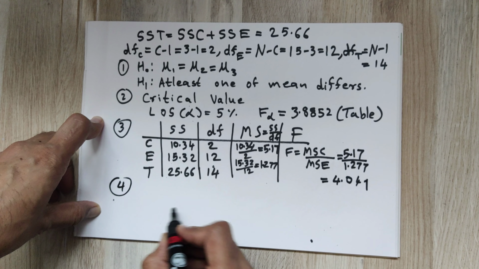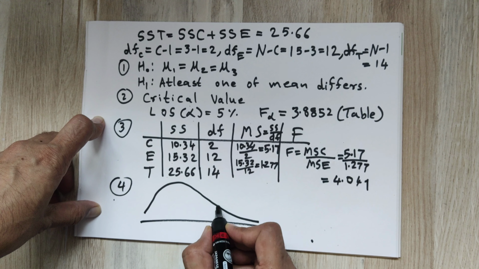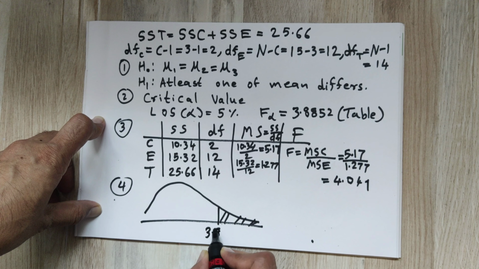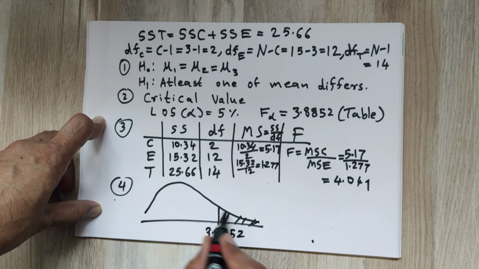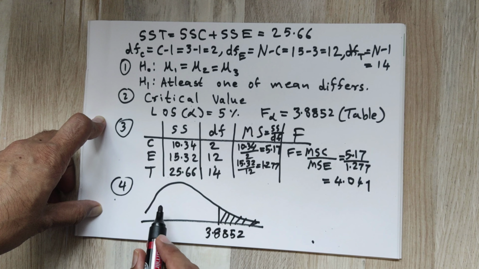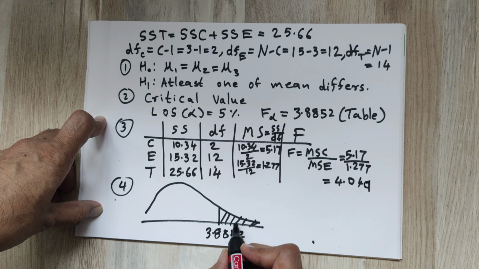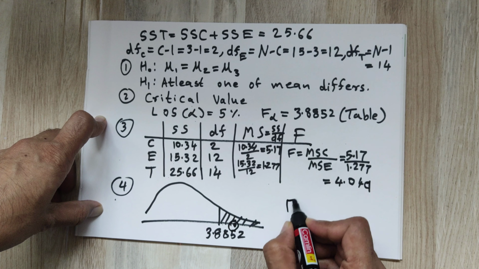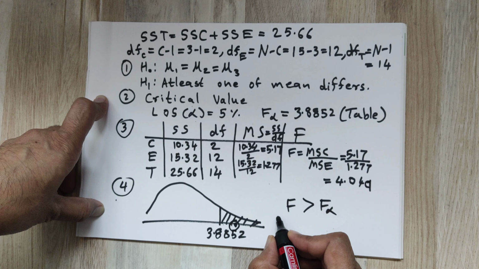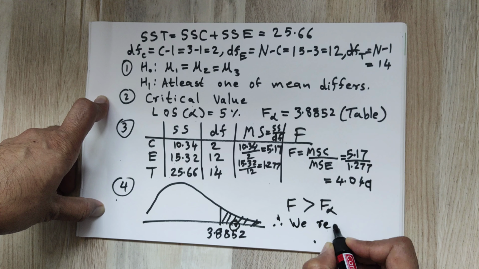So in our step number 4, we will compare our test statistic value with the critical value. The critical value is 3.8852. So this is our F distribution. The shaded region is the region of rejection and the non-shaded is the region of acceptance. So if you look at the value that we are getting, 4.049 will fall somewhere over here. So our value of F is greater than F alpha. Therefore it falls in the region of rejection. So therefore we reject our null hypothesis.